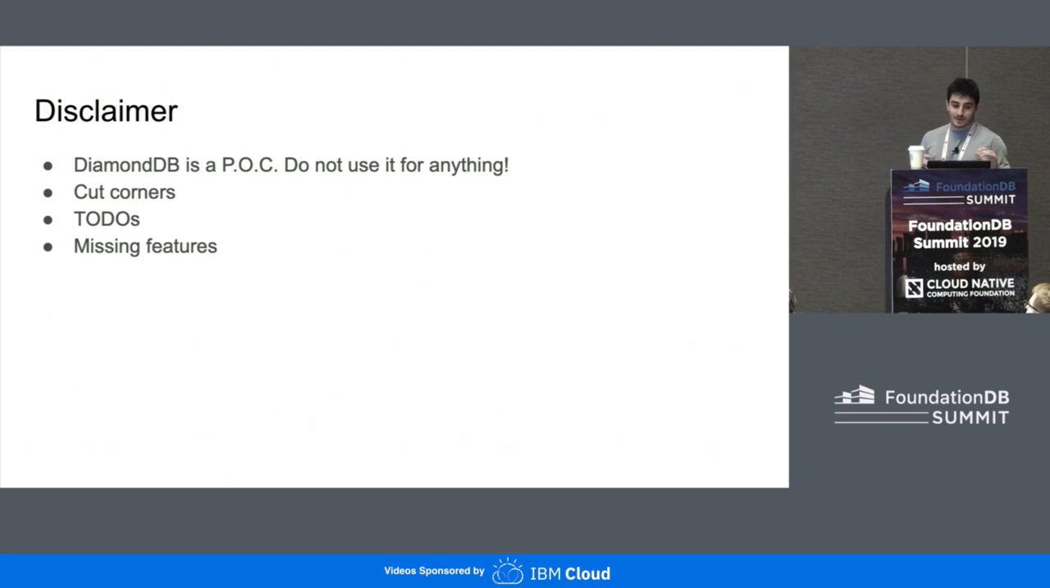And just a quick disclaimer, do not use any of this code anywhere for anything important. It was just a prototype to do some benchmarking and figure out different architectures for FoundationDB. There's a lot of cut corners and to-dos and missing features, but I think it does prove the point.